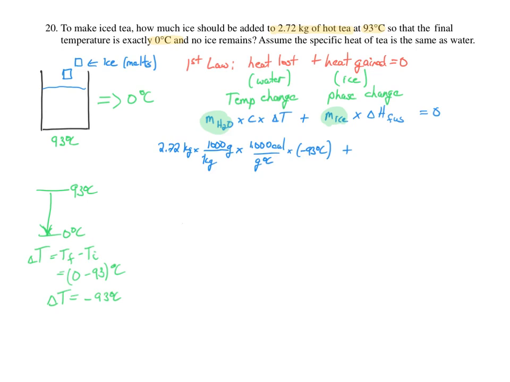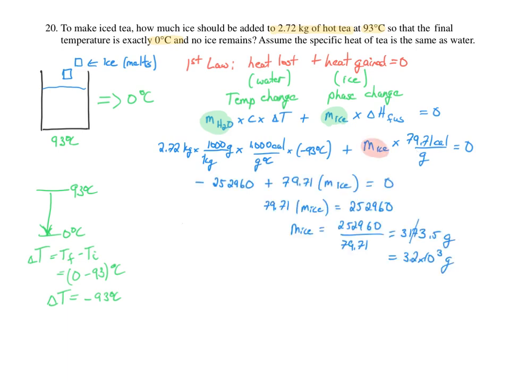We also want to be careful that we incorporate the kilograms to grams conversion because we have our unit of heat capacity in calories per gram degree C. So I'm going to calculate out these values and ignore the units for clarity. And here's the algebra associated with solving for the mass of the ice.